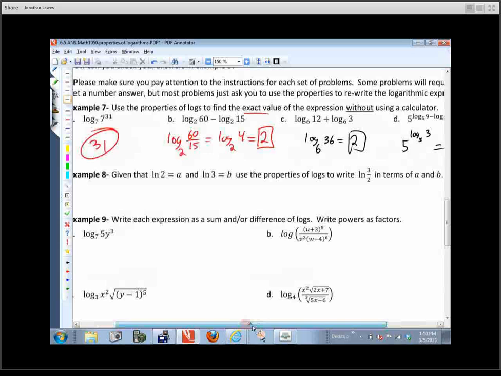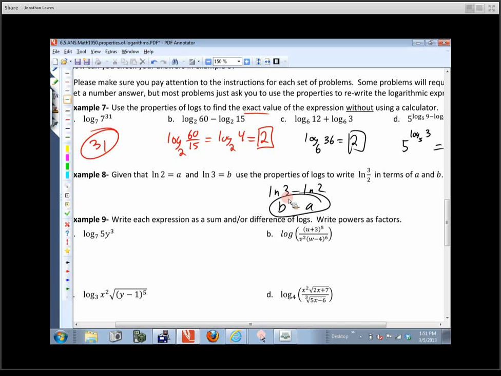Example 8 says, given that the ln of 2 is equal to a, whatever a is, okay, and the ln of 3 is b, use the properties of logs to write the ln of 3 over 2 in terms of a's and b's. So the only thing we're allowed to have in our answer is numbers, a's, b's, and operations like addition, subtraction, stuff like that. So how can I rewrite this? Let's focus on this for the time being. ln of 3 minus the ln of 2. And what did they say the ln of 3 was? B. And what did they say the ln of 2 was? A.